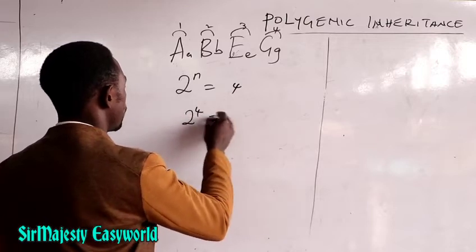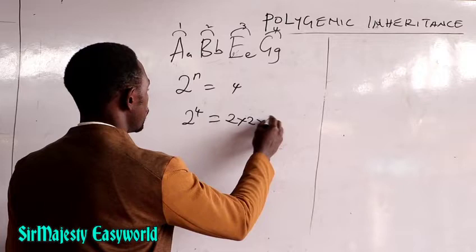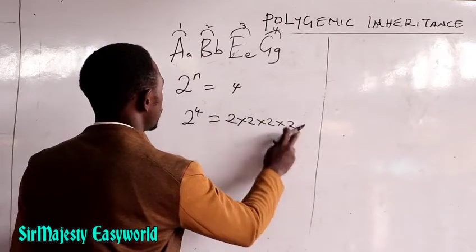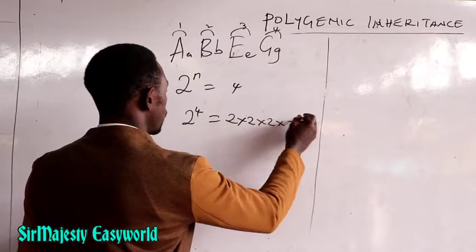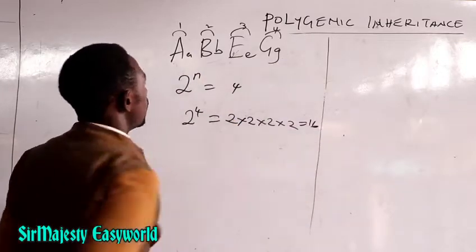So 2 raised to the power 4 should give us 16. That's 2 times 2 times 2 times 2. 2 times 2, 4. 4 by 2, 8. 8 by 2, 16. So we are expected to get 16 gametes out of this genotype. Let's see how it works.